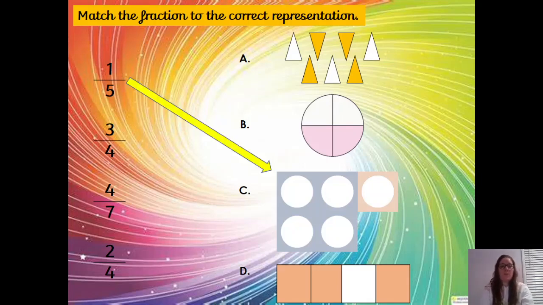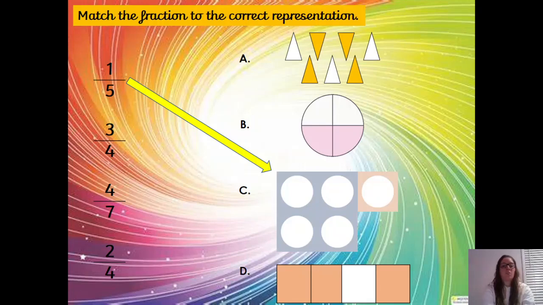Okay, so we've got 1/5. So we need to find our one with 5 equal parts. We've got 1, 2, 3, 4, 5, and one of those equal parts is a different colour. So that is our 1/5.